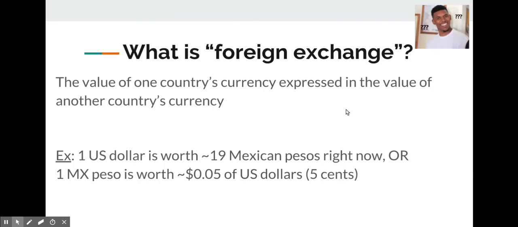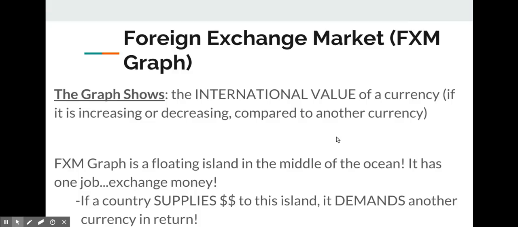Foreign exchange is basically we look at the value of one country's currency expressed in the value of another country's currency. So you can see the example down here, what a dollar is worth in terms of pesos, and then what a peso is worth in terms of dollars, which in this case, 1 peso is worth approximately 5 cents. So the foreign exchange market graph is going to show us the value of a currency compared to the value of a different country's currency.